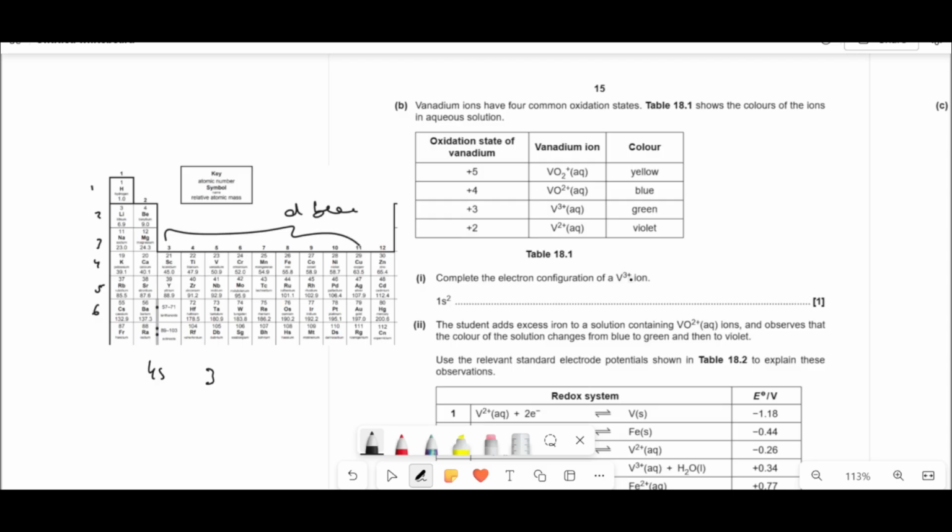But anyways, it's saying V3+, right? So D1, D2, D3. Vanadium is 1, 2, 3, so it's D3. So vanadium is going to be 4s2, 3d3, right? They've told you it's V3+. The 4s is filling empty first.